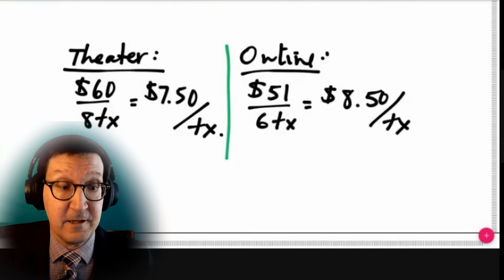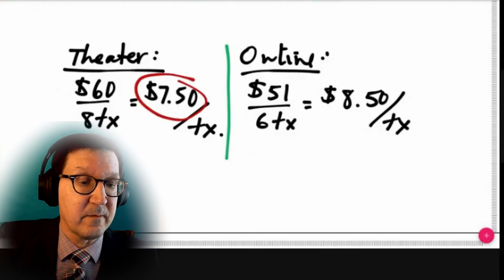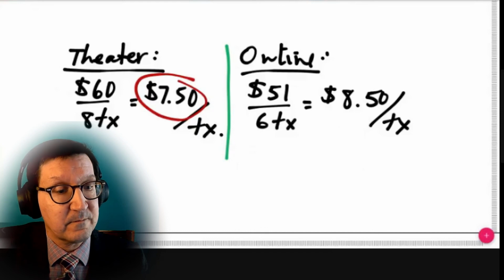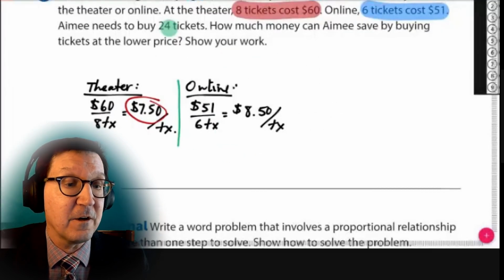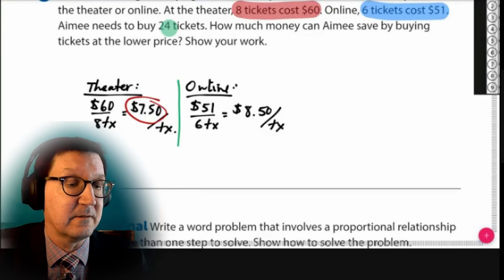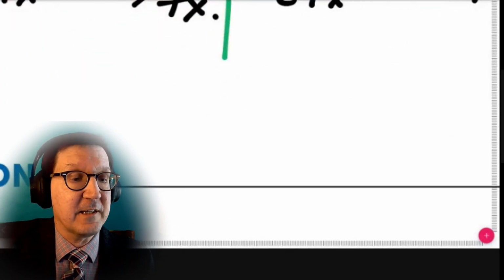So the first part of the question, which is the lower price? Buying it at the theater is the lowest price. The theater only costs you $7.50 a ticket. Online costs you $1 more. You go from $7.50 to $8.50, so it's costing $1 more per ticket. So how much can she save by buying tickets at the lower price? If you're saving $1 from going online to the theater, you go from $8.50 to $7.50. So you're saving $1.